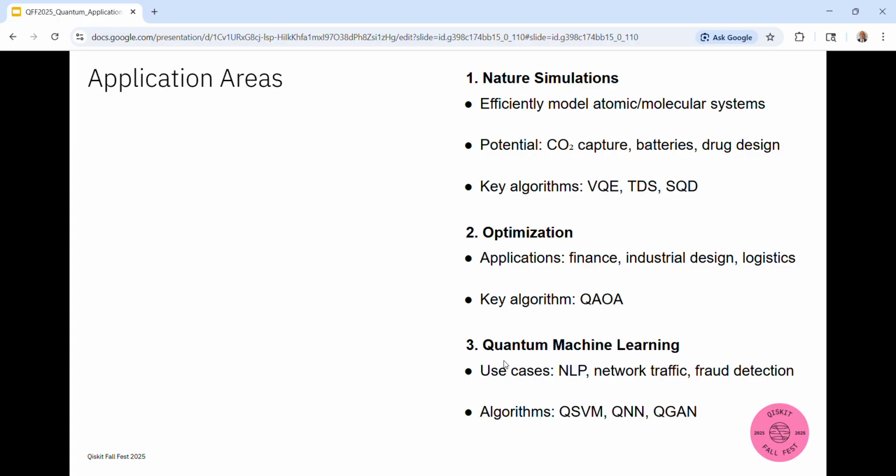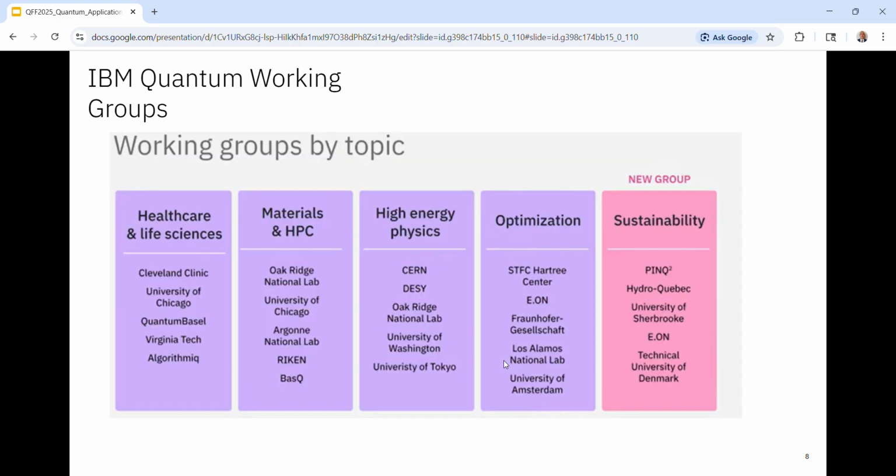So these are the 3 key domains that we're seeing a lot of progress in. And IBM has these quantum working groups, and I highly recommend, if you have time, to take a look at what some of these working groups are doing. They have them grouped by topic based on what they're gaining traction on.